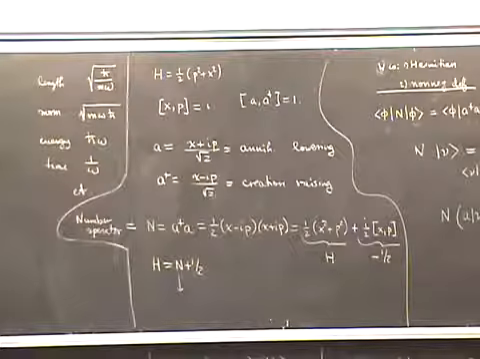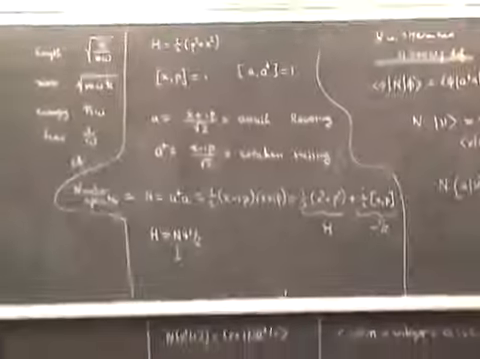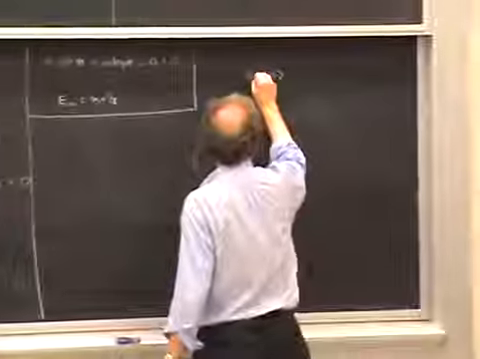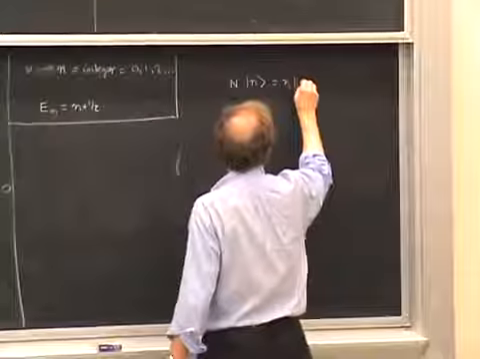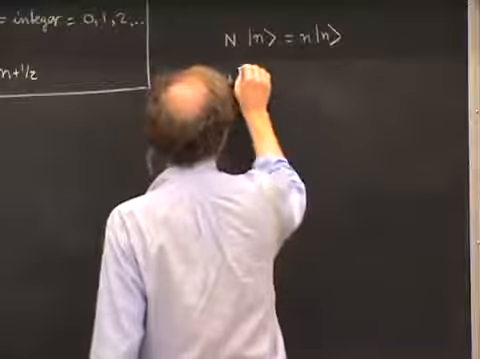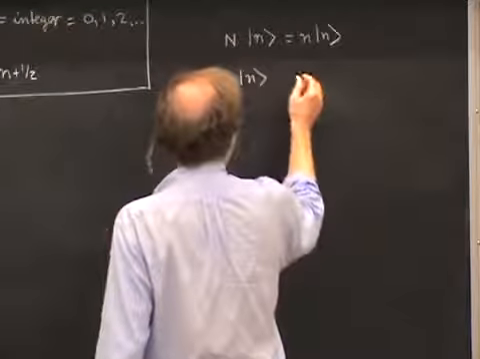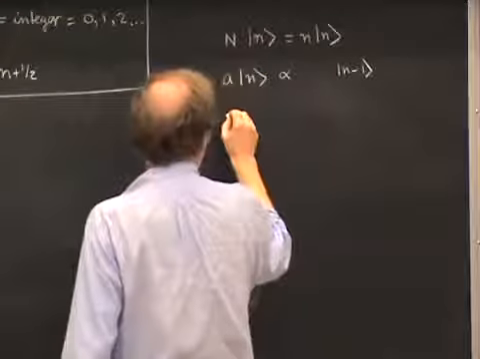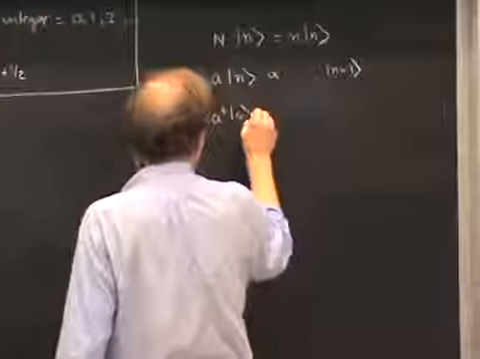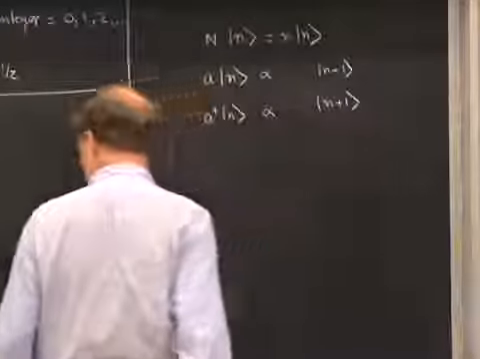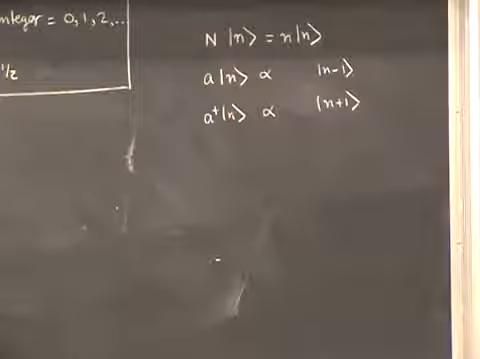Now I want to worry about the states, so now we'll call the eigenstates n. We've got n acting on n is equal to n. This is the basic relation we're going to work with here. We also have A acting on n is proportional to n minus 1. And we have A dagger acting on n is proportional to n plus 1. This summarizes some of the things we've learned so far.